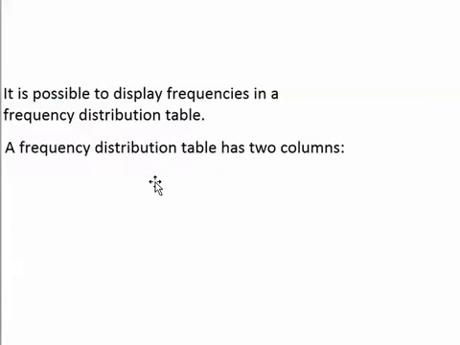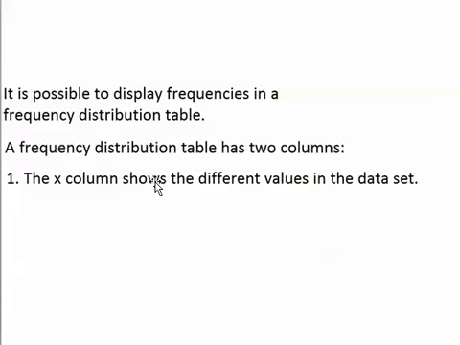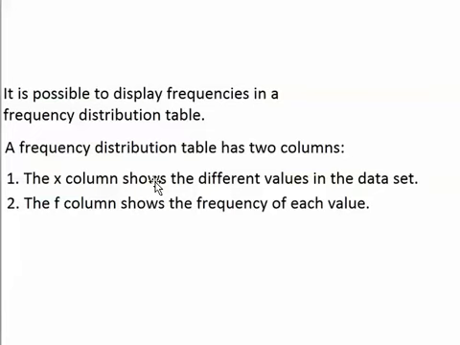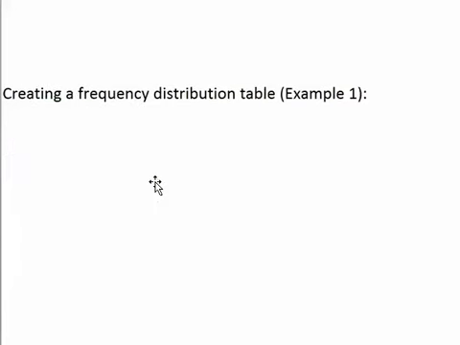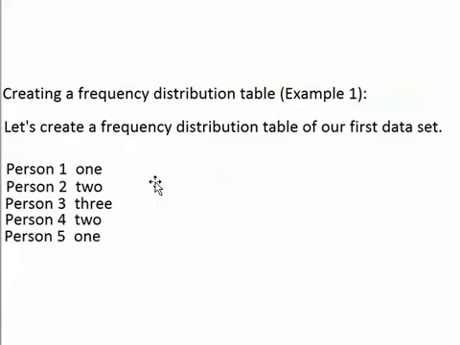It's also possible to organize these frequencies into a table. The table that shows frequencies is called a frequency distribution table. It has 2 columns. The X column shows all of the different values that appeared, and the F column shows the frequency of each value. So let's look at this first data set that we looked at in the beginning.